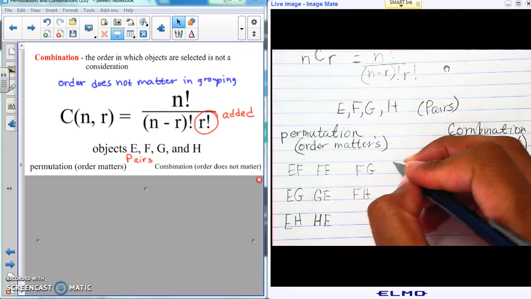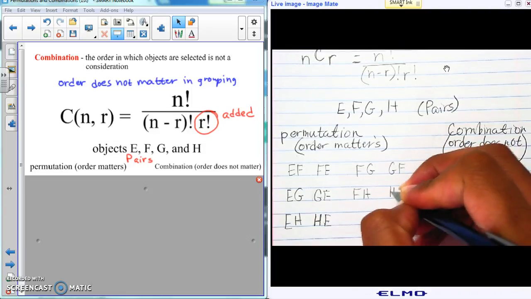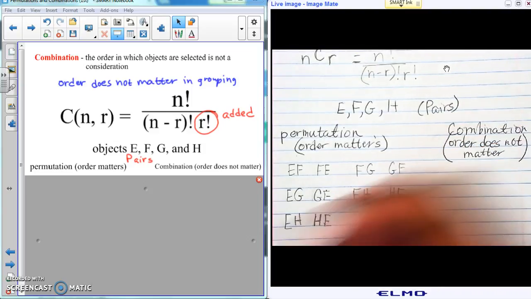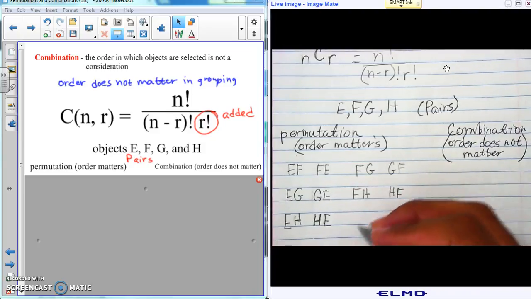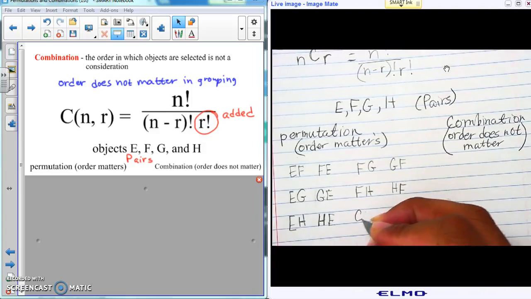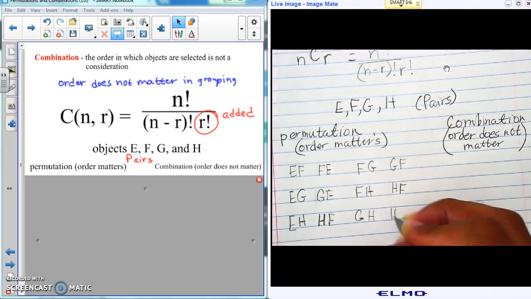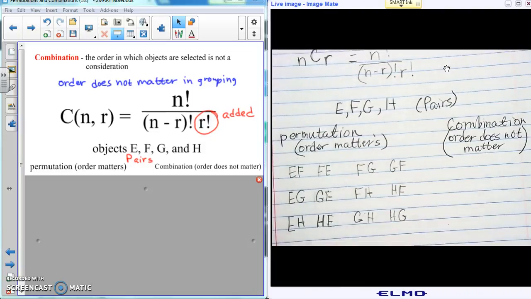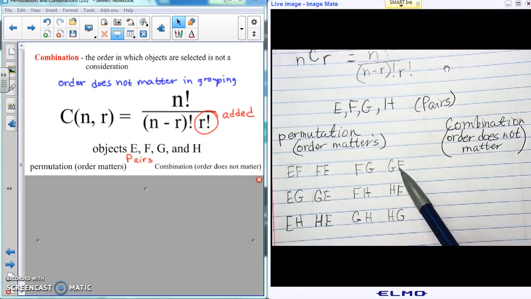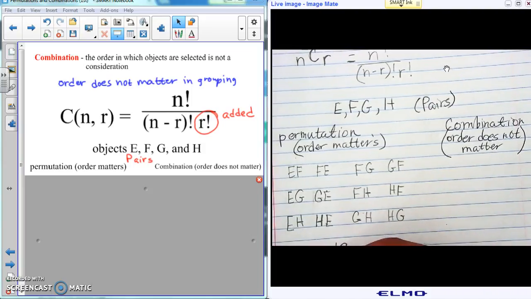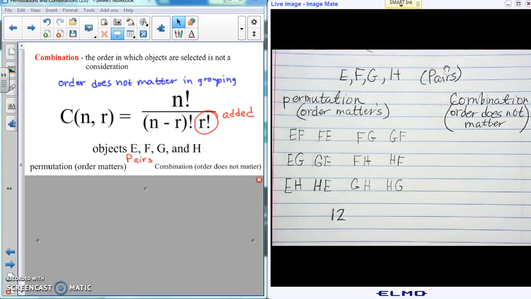So that means here GF is there. That means HF is there. And I think there's a couple others that we haven't done yet. Yep, the G's. So we have GH and HG. Those are two different ones. I think that's it. Let's see, 1, 2, 3, 4, 5. Yep. So that's all 12 of them. There's 12 there. So order mattered whenever we did those.